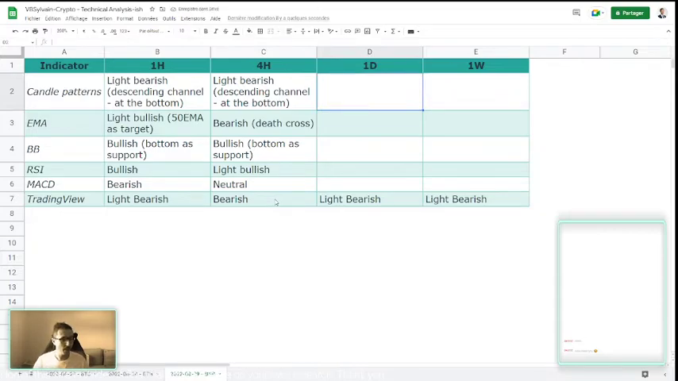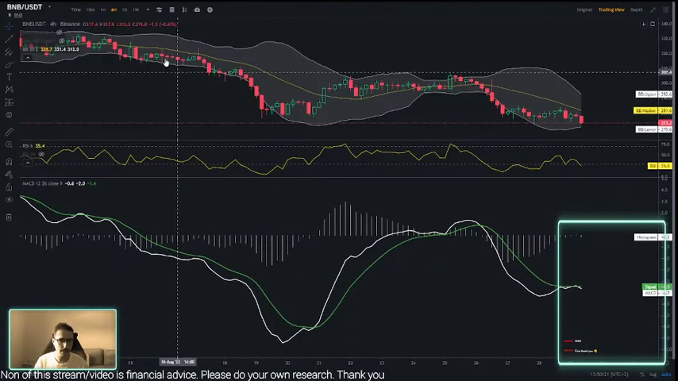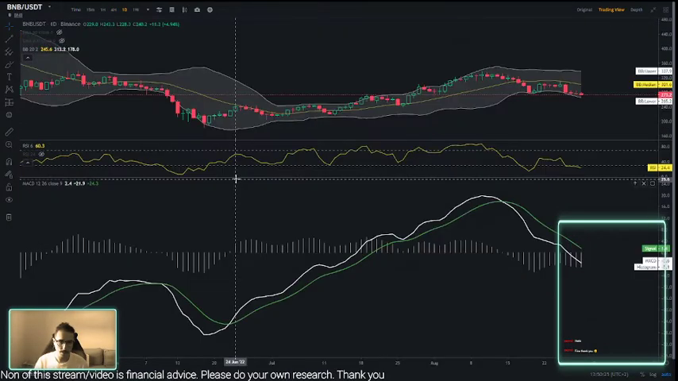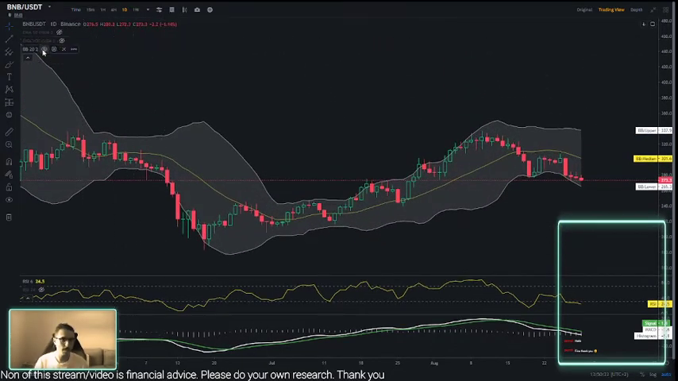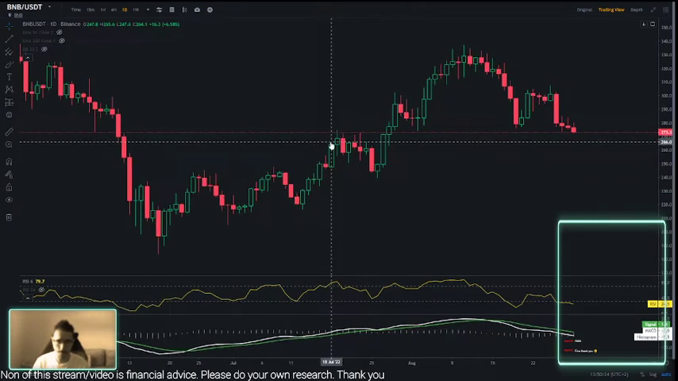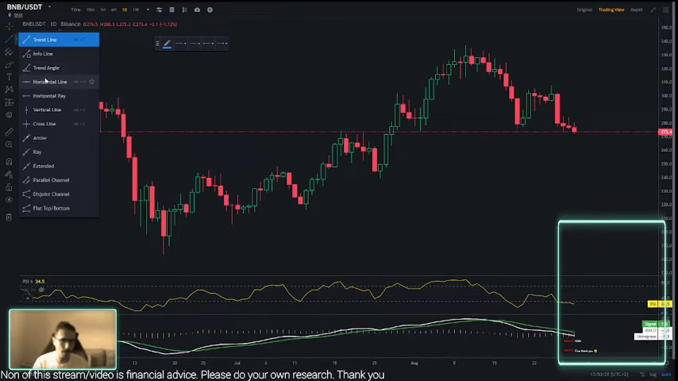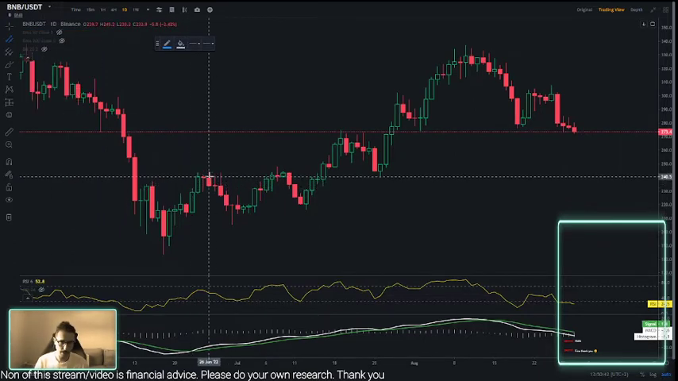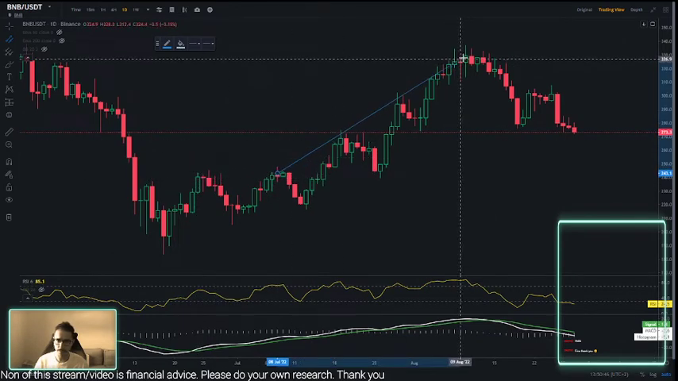And let's move to my favorite one, which is the daily one. Here daily. Let's just change this. Boom, boom, and boom. So on the daily, are we still in this upward trend that we are seeing here? Where should we start it? Somewhere maybe here should be good.